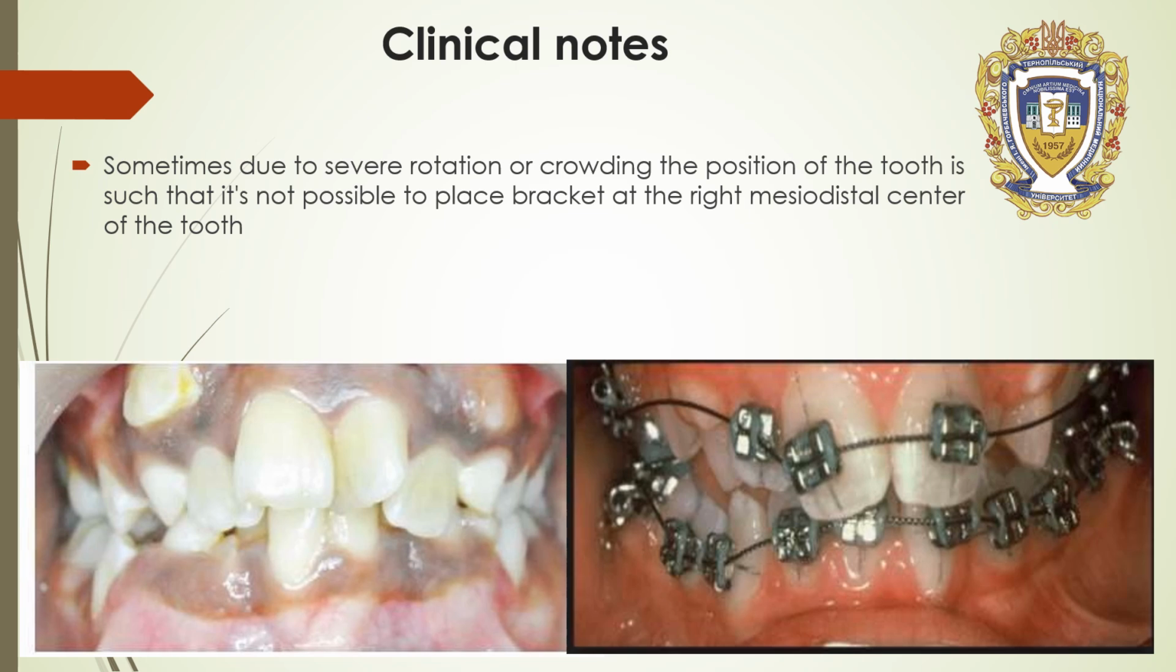Next clinical note. Sometimes due to severe rotation or crowding, the position of the tooth is such that it's not possible to place the bracket at the right mesiodistal center of the tooth. Clinical case. The patient has severe crowding of frontal teeth and tooth number 1 has a position where we cannot put the bracket classically, correctly.